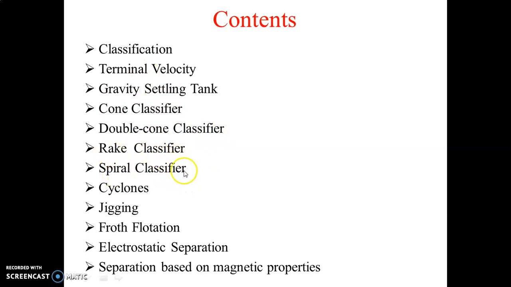These are called mechanical classifiers. Then we discussed the cyclone separator. There are two types of cyclone separator, gas and liquid cyclone separators. Then we discussed the jigging process, which is based on the separation of material by specific gravity. Then we discussed the froth flotation method. In this method we separated the material according to their surface properties, like hydrophobic or hydrophilic.